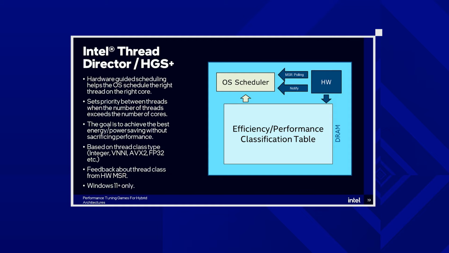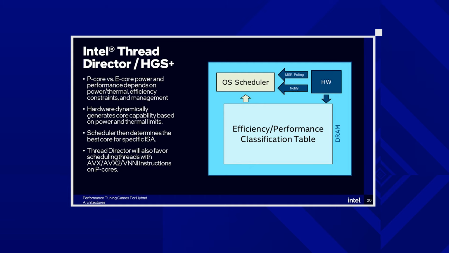Hardware provides feedback about the thread class through model-specific registers, and it's Windows 11 only. So P-core versus E-core power and performance depends on power and thermal efficiency, as well as power and thermal management. Hardware dynamically generates core capabilities based on power and thermal limits, and it provides this information back to the scheduler. The scheduler then determines the best core for the specific ISA and the specific thread. And Thread Director, again, will also favor scheduling threads with AVX, AVX2, and VNNI instructions on P cores.